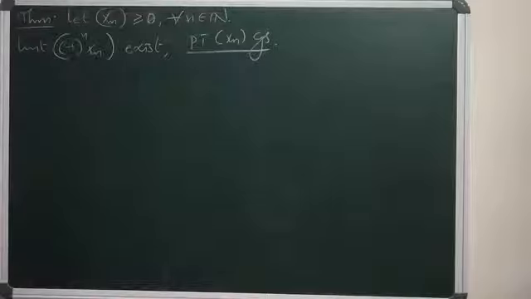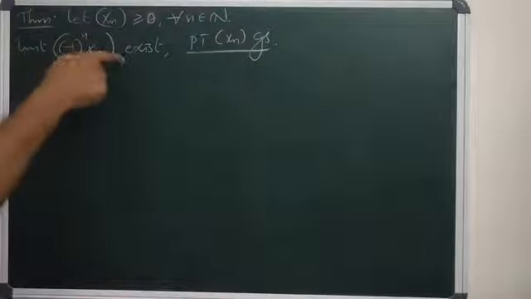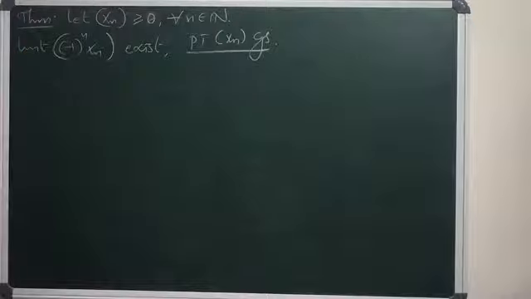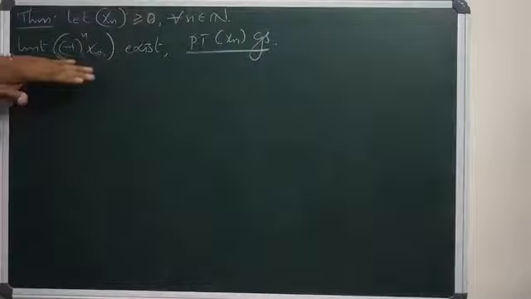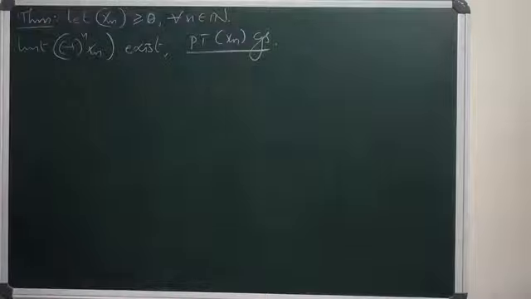The sequence (minus 1) power n xn converges. Why? Because its limit exists. Limit of (minus 1) power n xn exists means the sequence (minus 1) power n xn converges. When xn is a sequence of non-negative reals and the sequence (minus 1) power n xn converges, then show that the sequence xn also converges. How to prove this one?